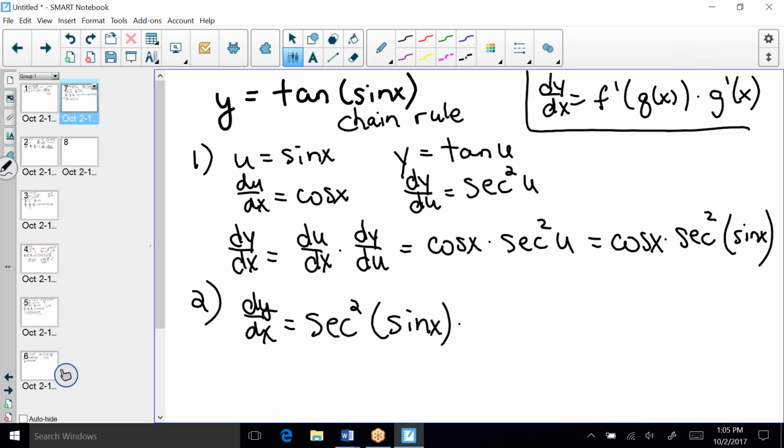And then I'm going to multiply by the derivative of sine. The derivative of sine is cosine of x. And then I'm done.